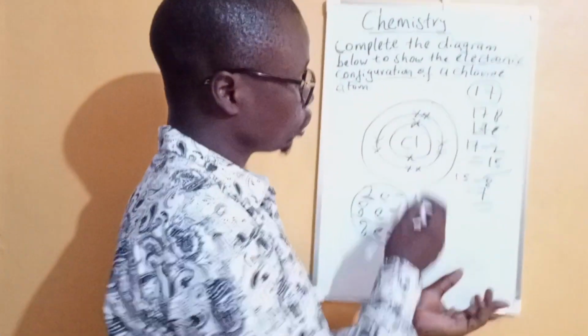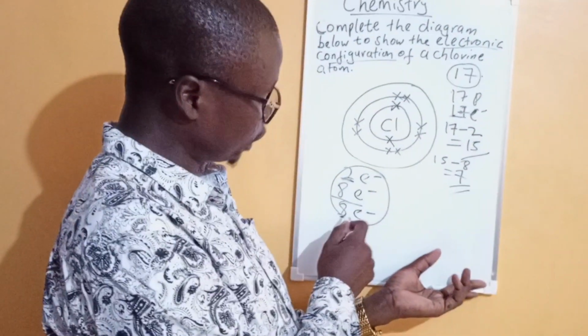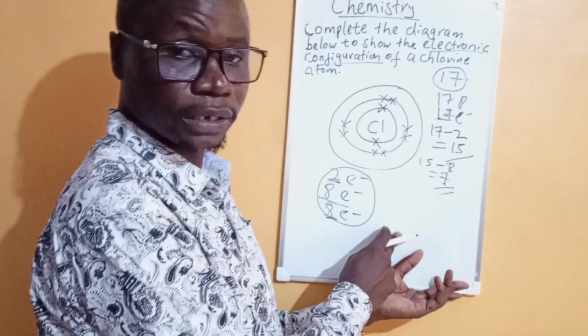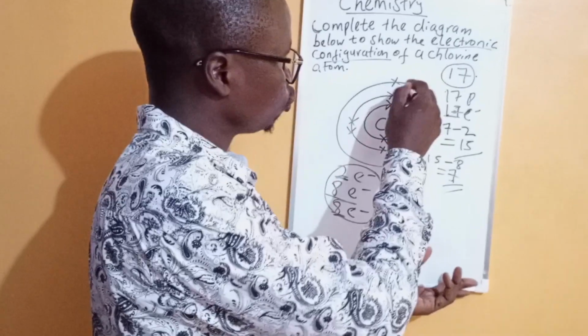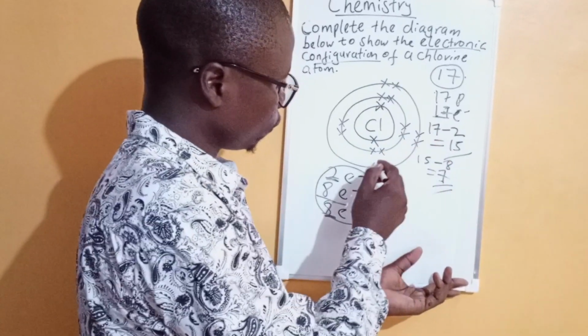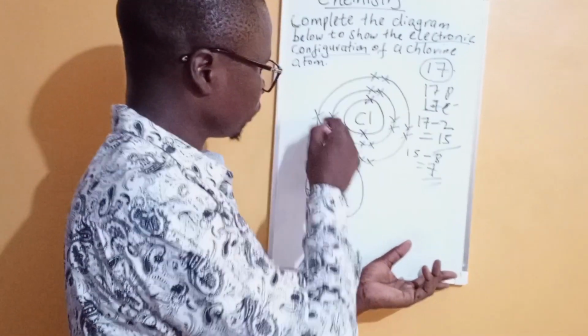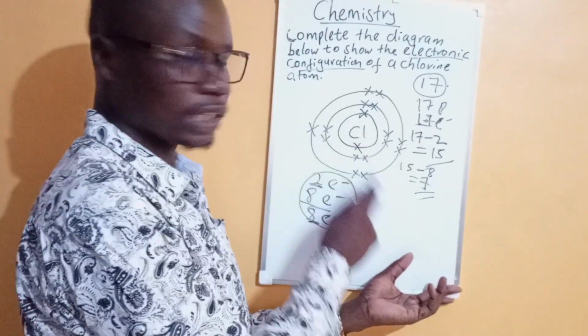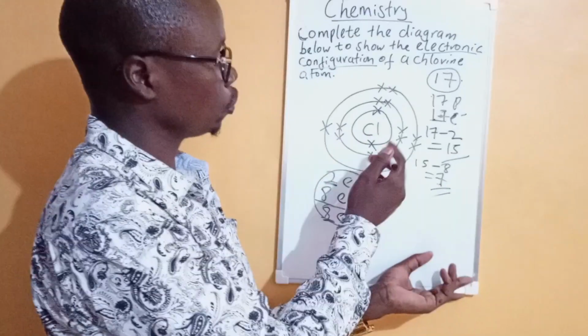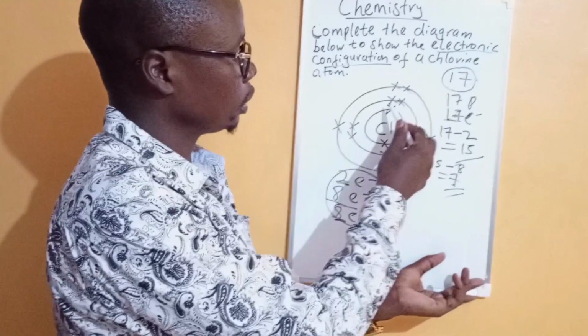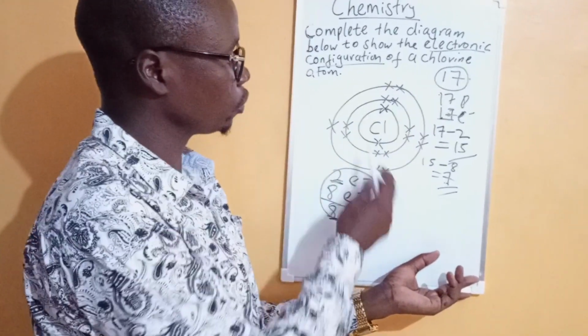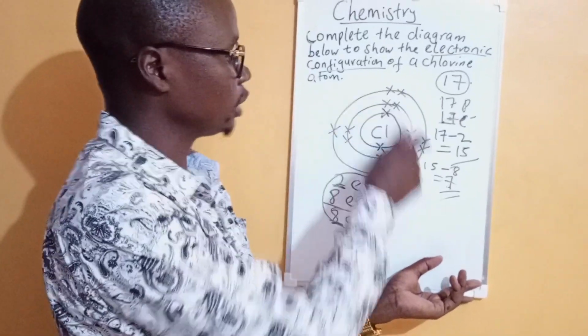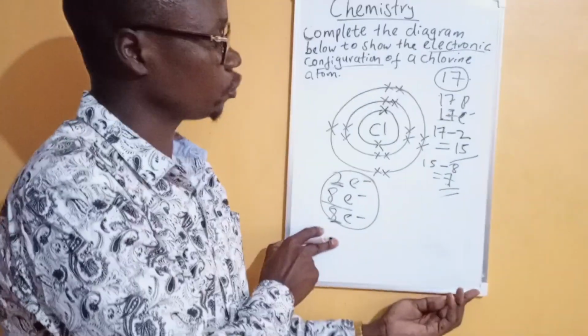Now these 7 electrons, because the third shell has a maximum of 8 electrons, we represent all 7 electrons in the third shell: 1, 2, 3, 4, 5, 6, 7. So this is the electronic structure of chlorine: the first shell filled by 2 electrons, the second shell by 8, and the third shell by 7 electrons.